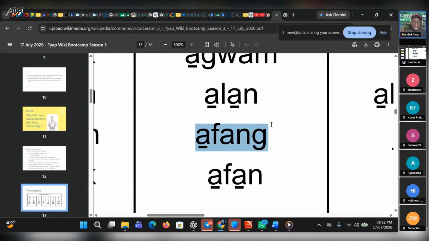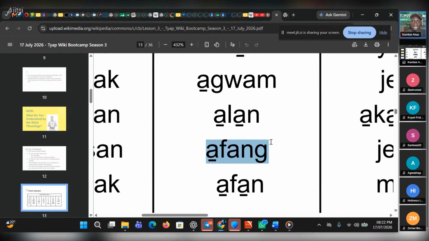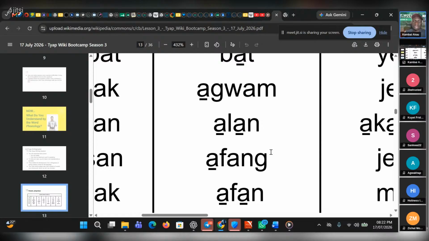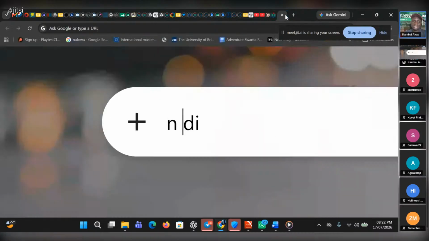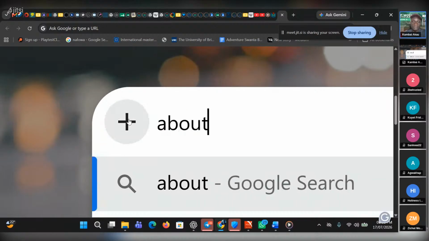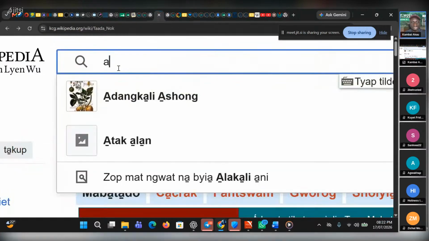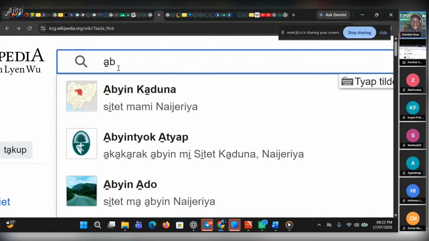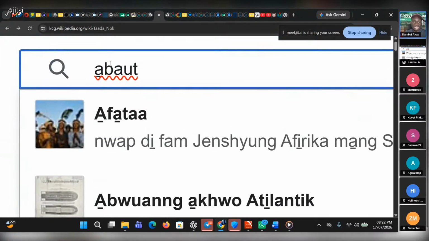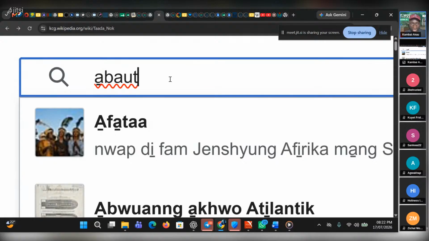And luckily enough, just because we don't speak good English in Nigeria, but in the other English, they pronounce the word about. So in English, this is an a sound with an underscore. If you have to spell it the Tyap way, if you want to spell about as a Tyap person, in the Tyap orthography, you are going to have something like this: about.